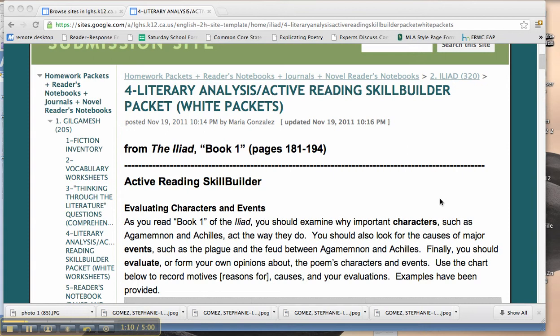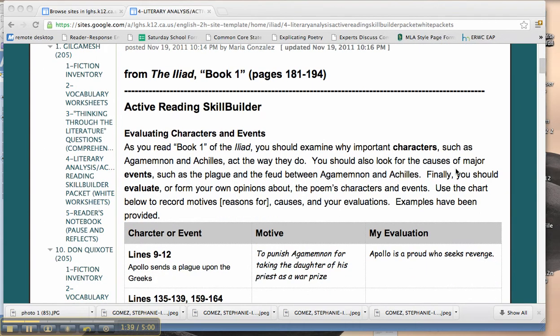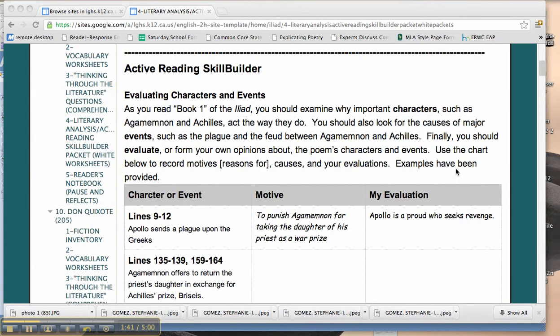So I'm going to go ahead and read the directions really quickly for this one. As you read Book 1 of the Iliad, you should examine why important characters such as Agamemnon and Achilles act the way they do. You should also look for the causes of major events such as the plague and the feud between Agamemnon and Achilles. Finally, you should evaluate or form your own opinions about the poem's characters and events. Use the chart below to record motives, or in other words, reasons for, causes, and your evaluations. Examples have been provided. So they have one example here of how you're supposed to do this.